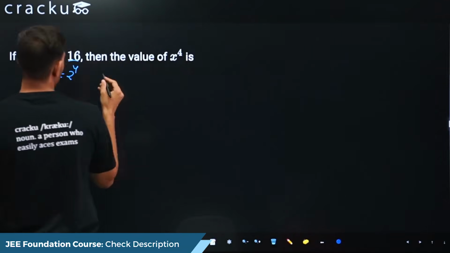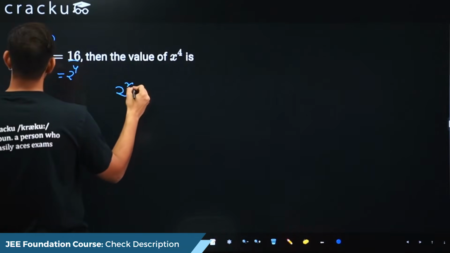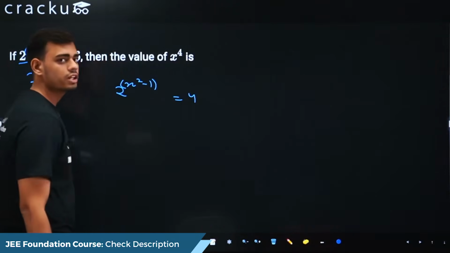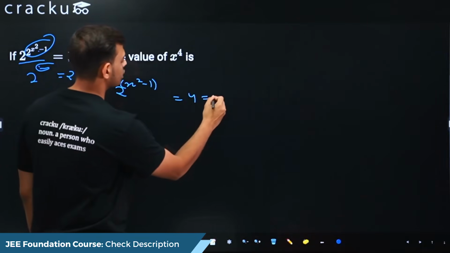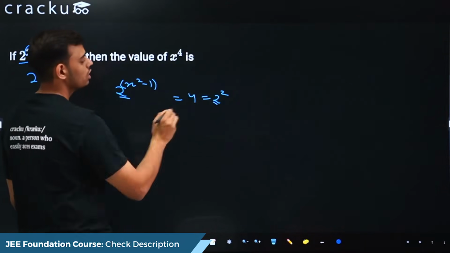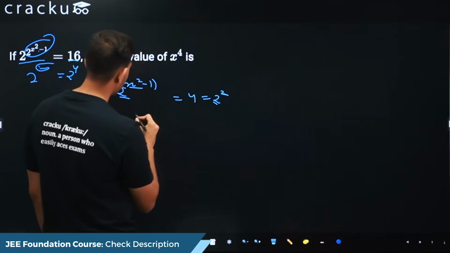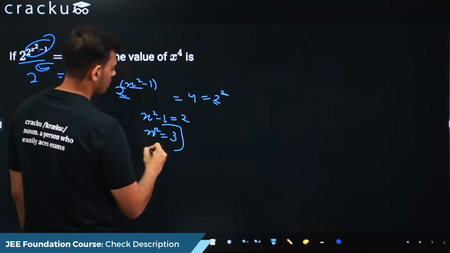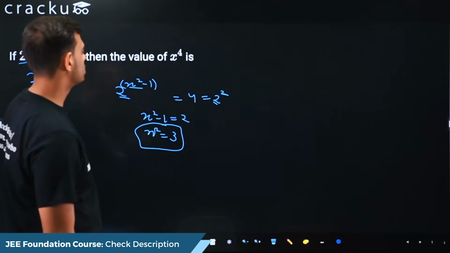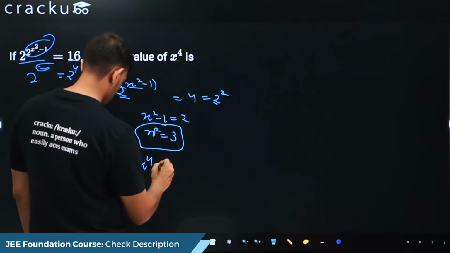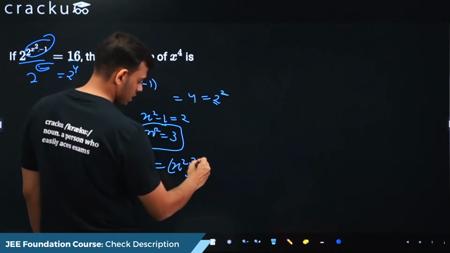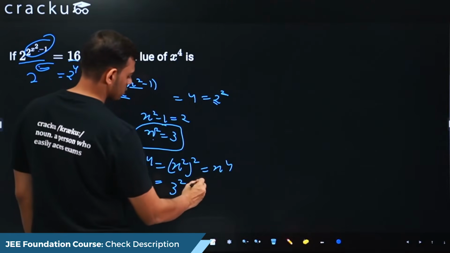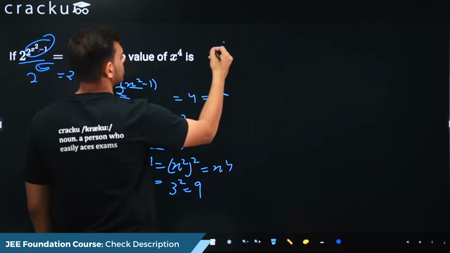If I equate it to 4, I get 2 raised to the power x square minus 1 is equal to 4. Again, 4 is a power of 2, which is 2 square. So the base is equal, then these powers will be equal. I get x square minus 1 equals 2. x square equals 2 plus 1, which is 3. What do I need to calculate? I need to calculate x raised to the power 4. x raised to the power 4 is the square of x square. What is x square? 3. So x raised to the power 4 is 3 square, which equals 9. So the answer for this will be 9.